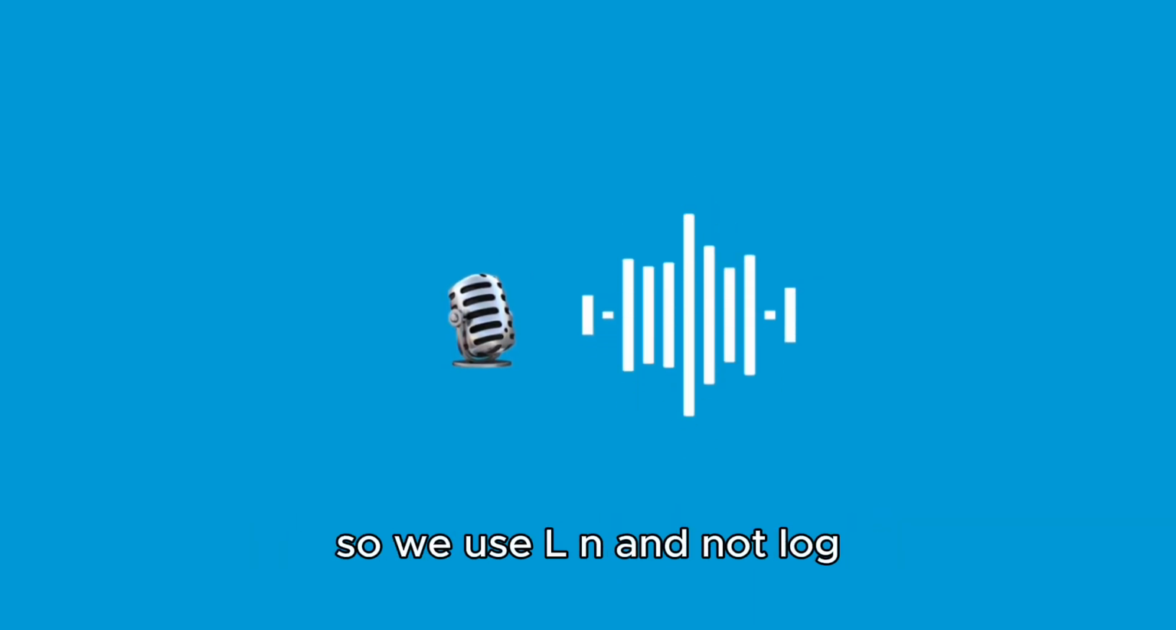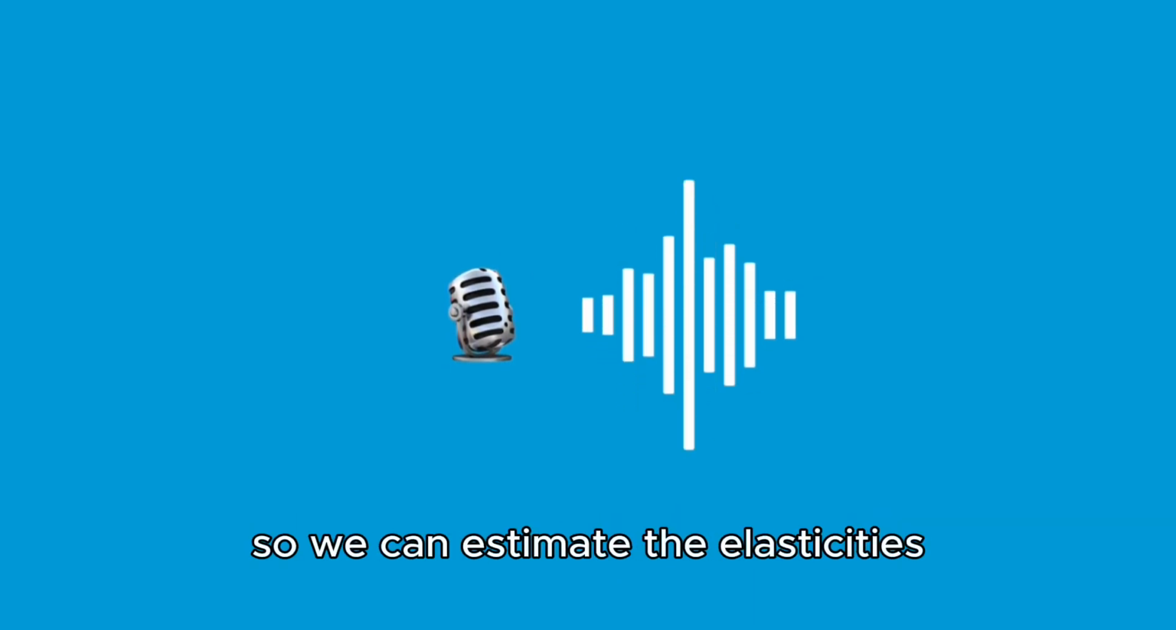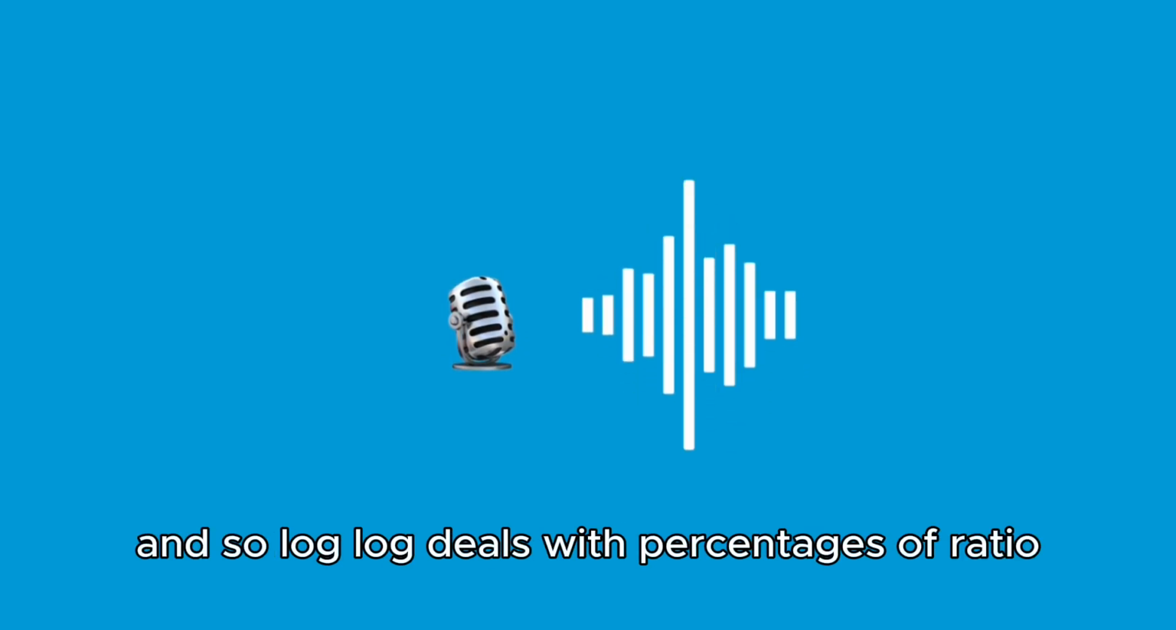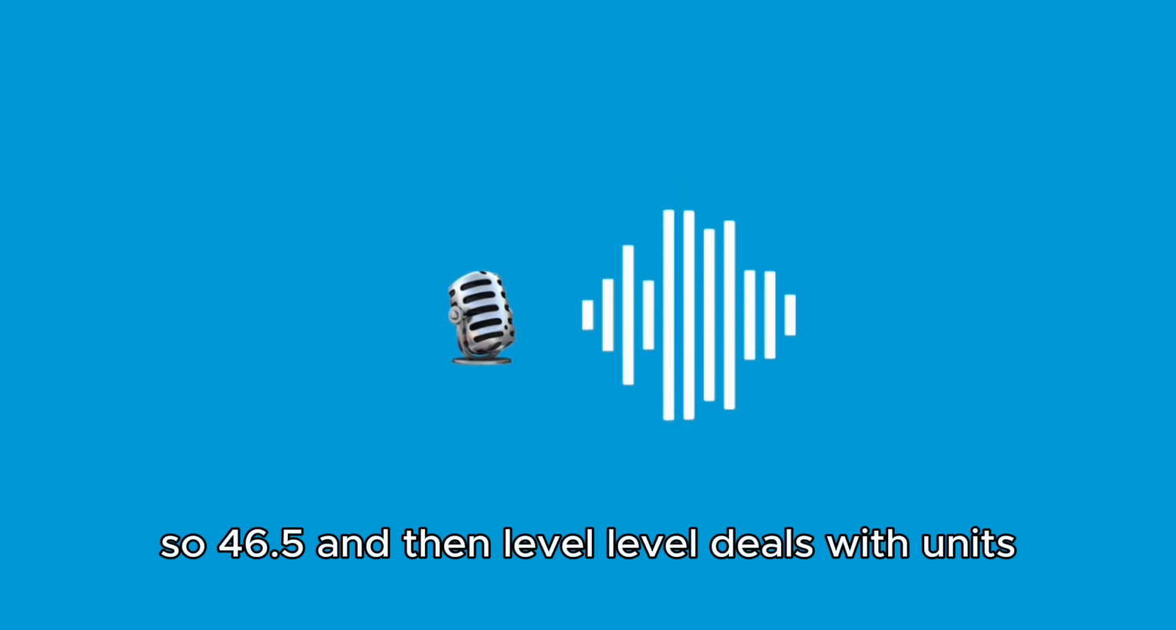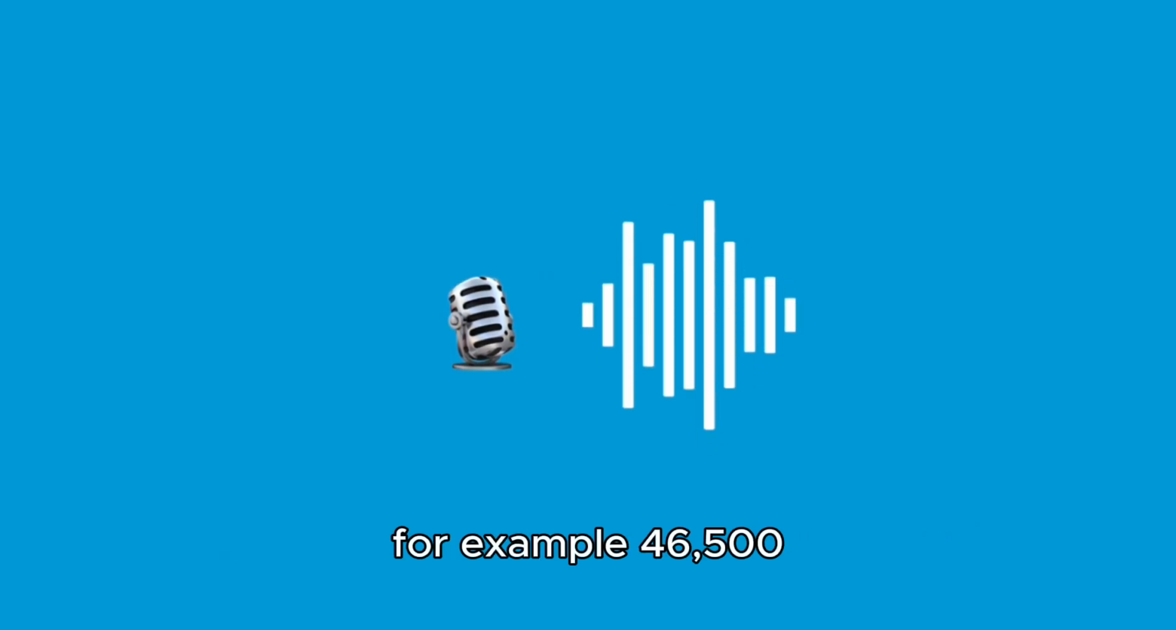And we usually include variables in their natural log form because it tempers the data. So we use ln and not log. So we can estimate the elasticities instead of plain unit coefficients. And so log deals with percentages or ratios, so 46.5. And then level deals with units, for example 46,500.